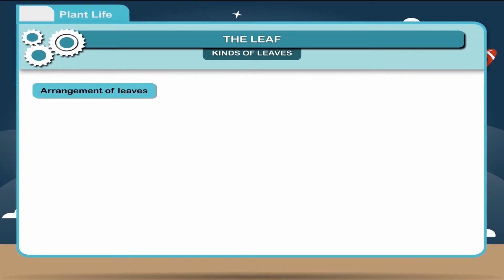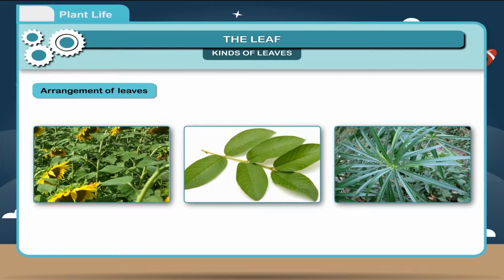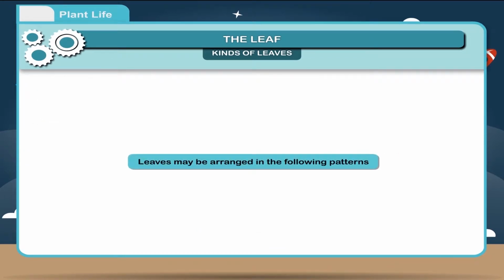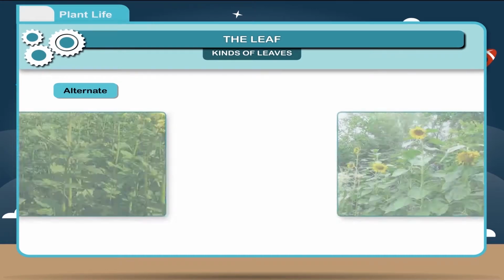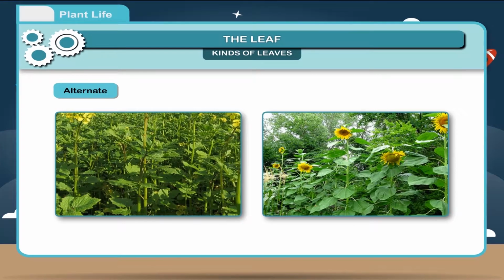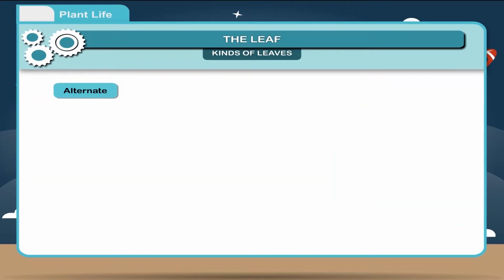Arrangement of leaves. The arrangement of the leaves on the stem or branch is called phyllotaxy. The leaves are arranged in such a way that they get maximum sunlight. Leaves may be arranged in the following patterns. Alternate. When one leaf is present at a node that is opposite to the previous leaf, the leaves are arranged at a definite gap around the stem.